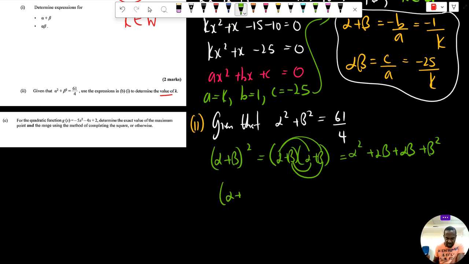And so what this therefore shows is that alpha plus beta all squared is equal to alpha squared plus 2 alpha beta plus beta squared.